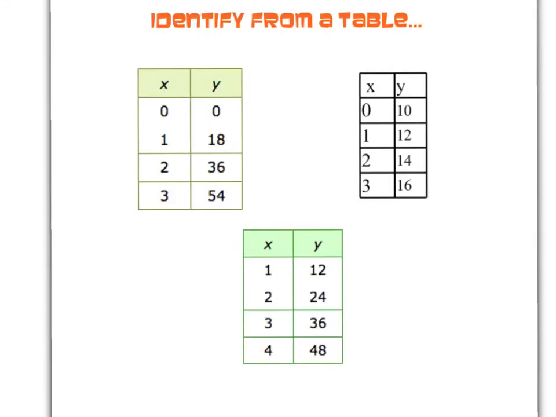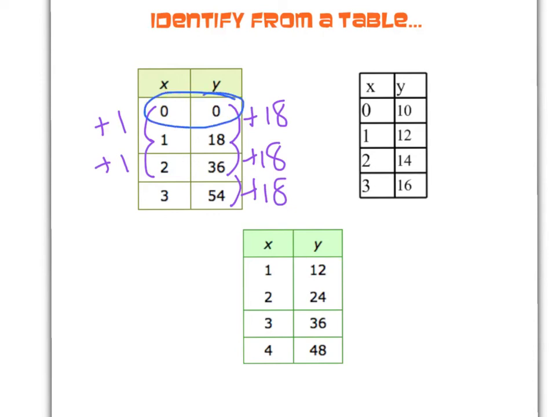When I have a table, I need to check to see if it's linear and then look at the y-intercept. So with the first table, I can see that in the x, it's going up by 1 each time. So let's see if we have a constant rate of change in the y's. Each time, it is going up by 18. So that means I have a slope of 18, and so it is linear. My y-intercept is 0, 0. So it's linear, has a y-intercept of 0. That makes this table and this relationship proportional.